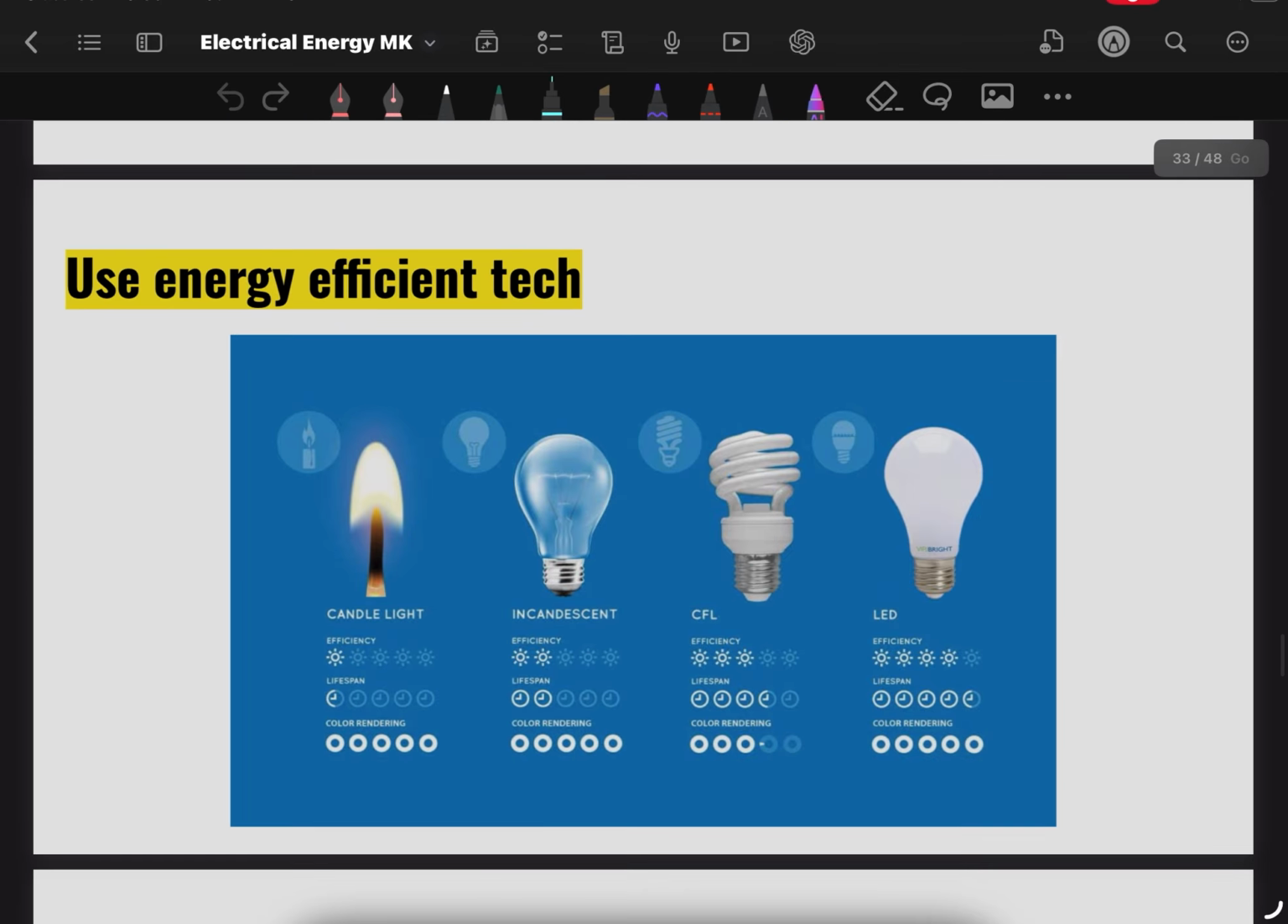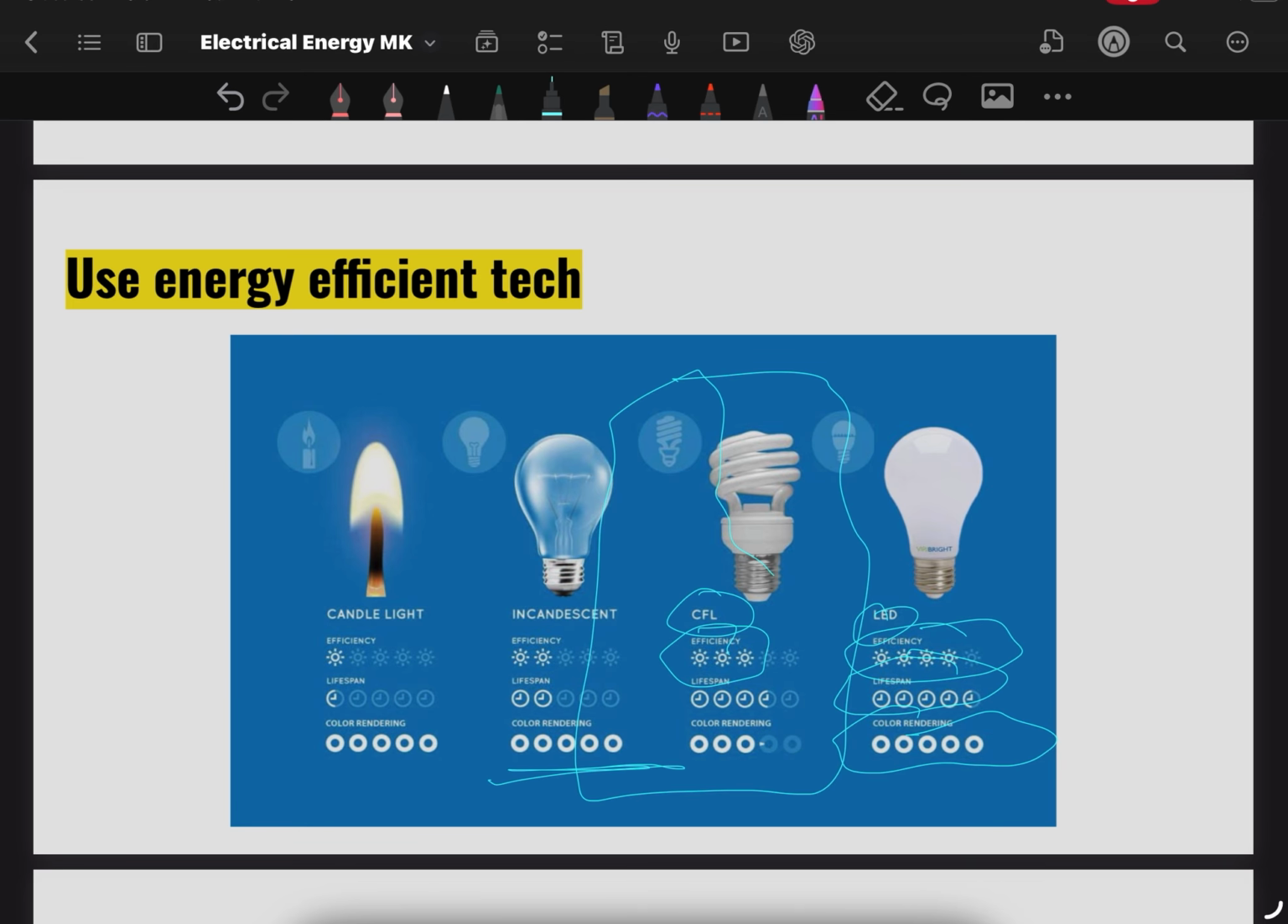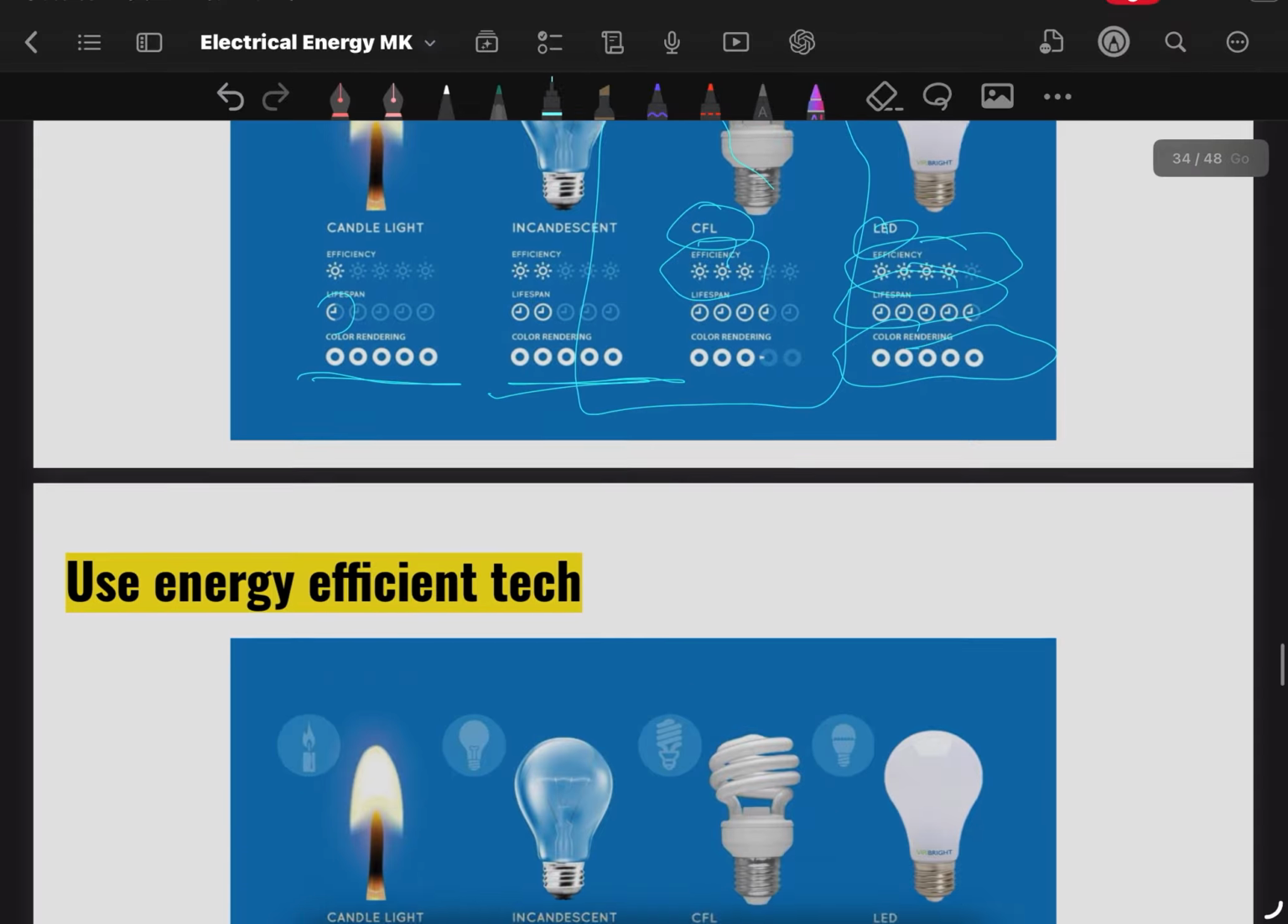Now, they should also recommend us to use electricity efficient tech. LEDs, for example, are very efficient, they last long, and they render colors very well. CFLs are light sources that aren't very efficient, but in the mid-size, and they're not too expensive, so you see these a lot. Incandescents are not efficient, not really long-lasting, and they render color really well though. And candlelights, they also render color well, but they don't have much of a lifespan, as you guys possibly know, because the fire pretty much melts all the wax, and they're not very efficient.